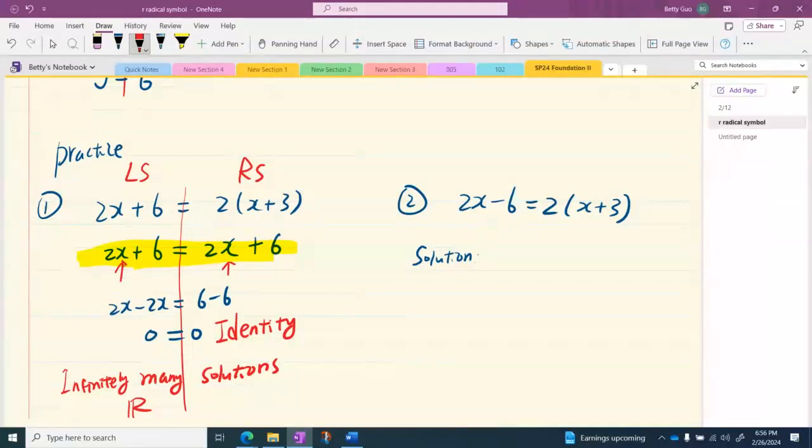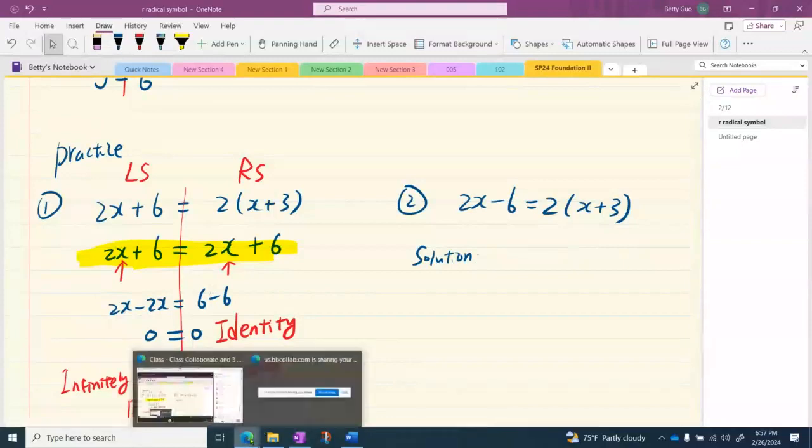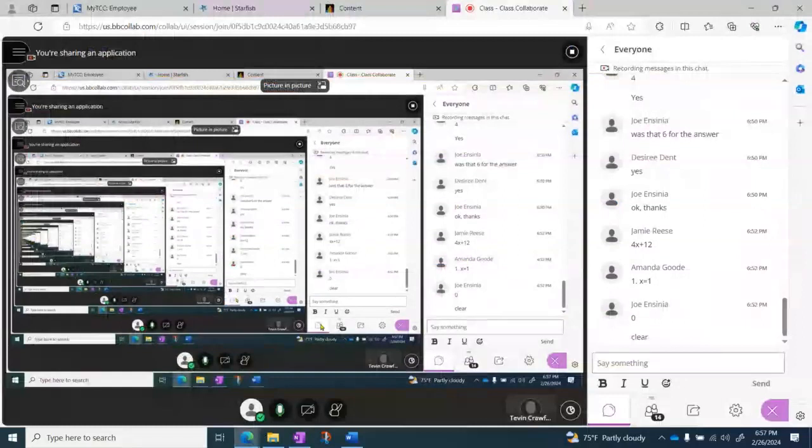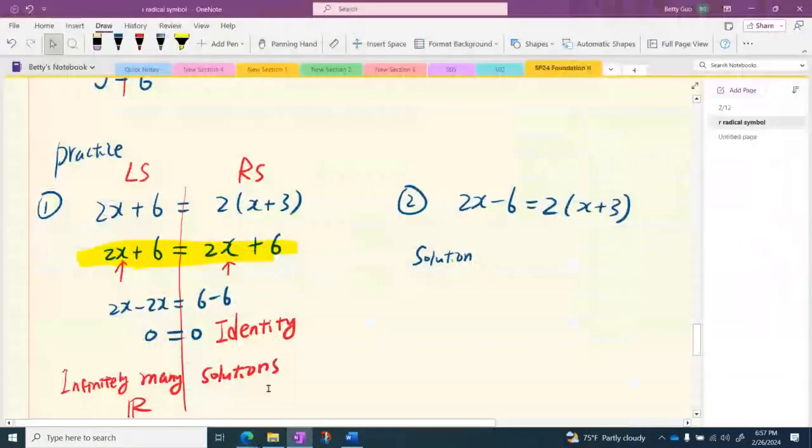This equation is an identity. If the equation is an identity, the equation has infinitely many solutions. Identities have infinitely many solutions. All the real numbers are the solutions of the identity. Please let me know, am I clear about this question? It turns out it has infinitely many solutions. Okay, now let's do the second one.